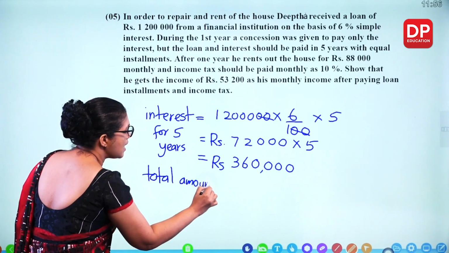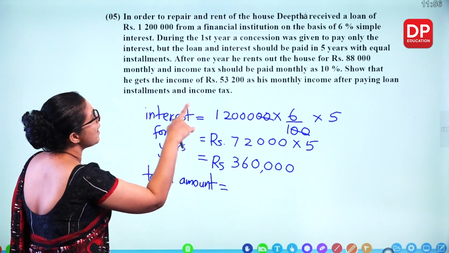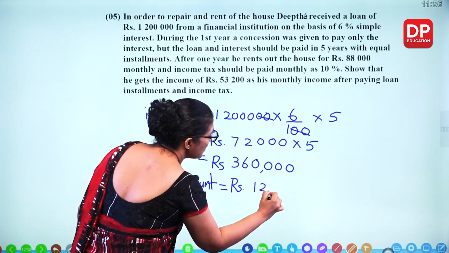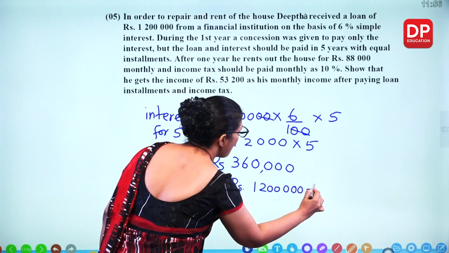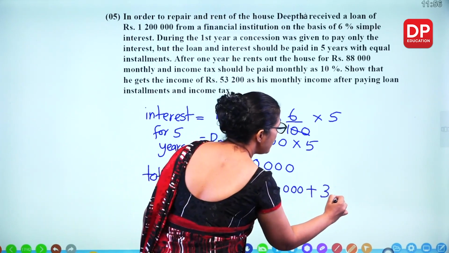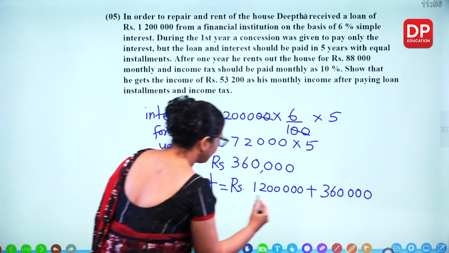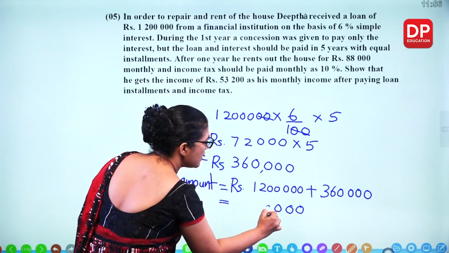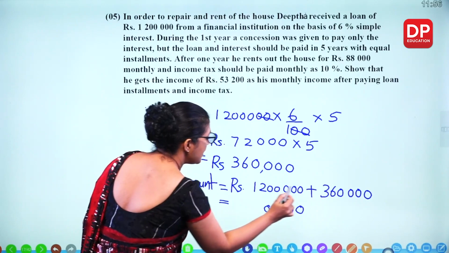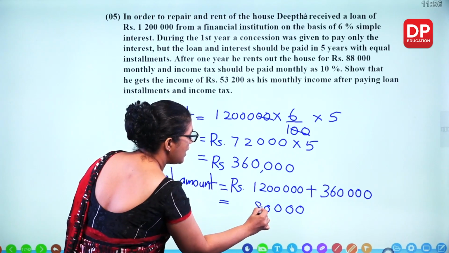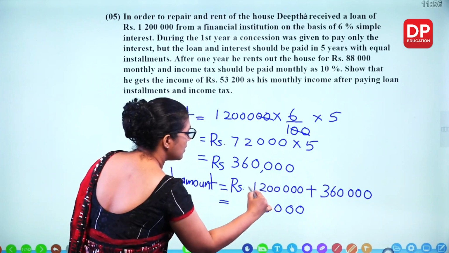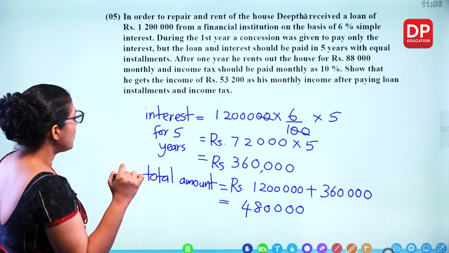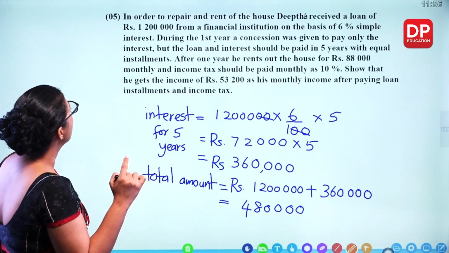Total amount is this plus 1,200,000. 1,200,000 plus 360,000 rupees. What's the total? 1, 2, 3, 0, 6 and 2, 8, 3 and 1, 4. So this is the total amount he needs to pay.